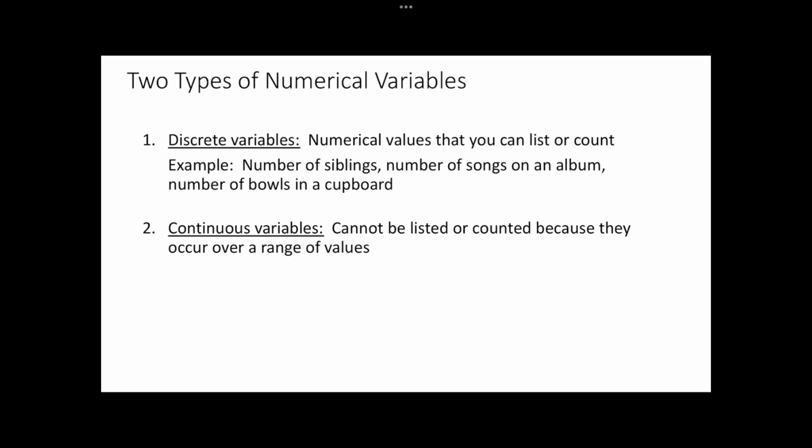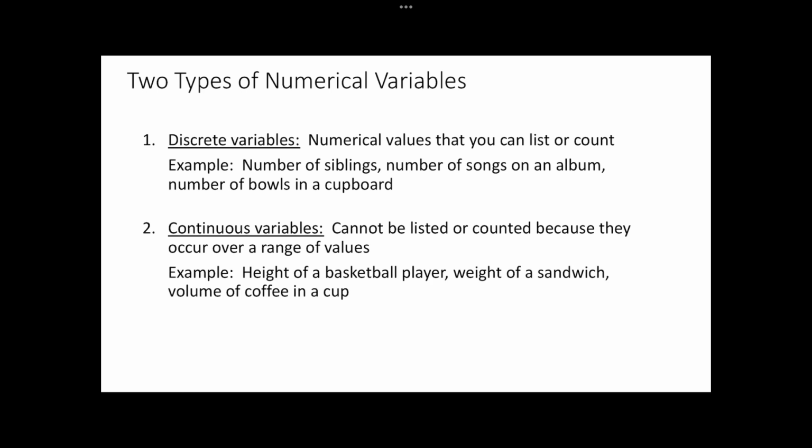A continuous variable, on the other hand, cannot be listed or counted because they occur over a range of values. So for example, the height of a basketball player, the weight of a sandwich, or the volume of coffee in a cup. Each of these can range over a range of values, and we can't just list all the possible, for example, all the possible heights of basketball players.